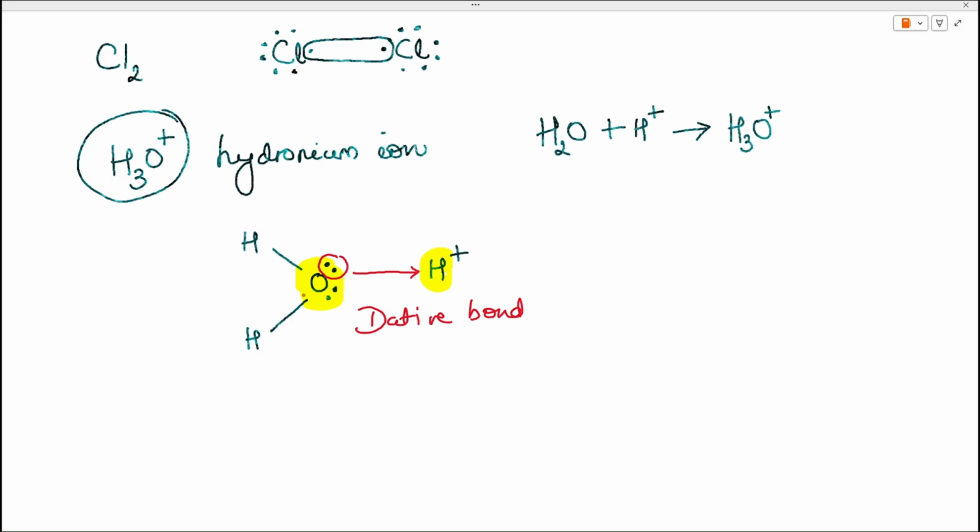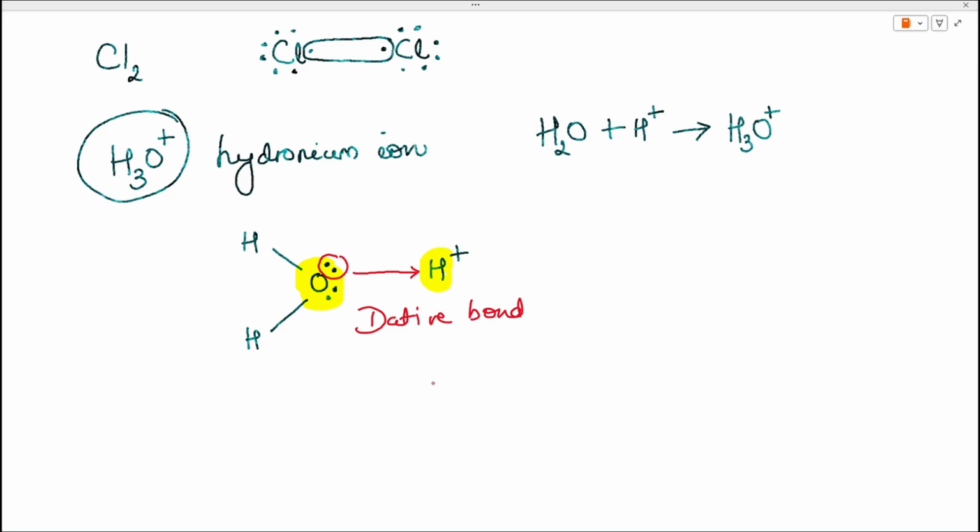So you can see clearly that in the dative bond, the sharing is not equal. So it's not that the electrons are equally contributed by both the atoms. Here, hydrogen has contributed nothing for sharing, and oxygen has contributed both the electrons for sharing.